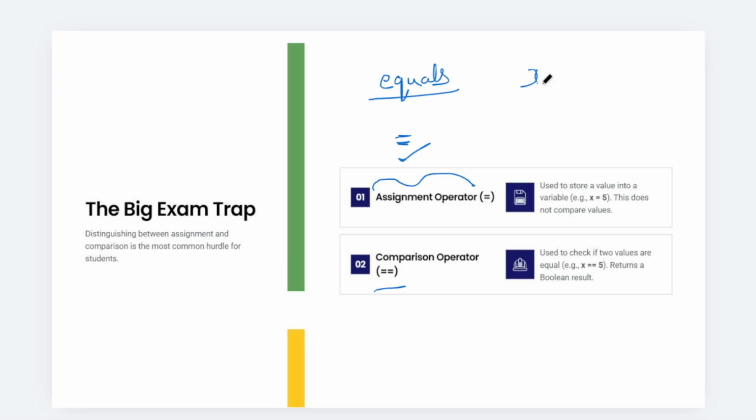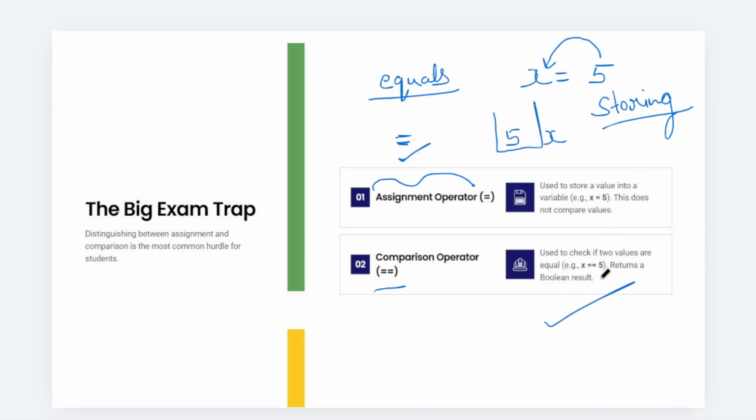When I say x equals 5, it means you are assigning one value to x, one variable which is labeled as x, and 5 is stored inside it. Basically it is used for storing a value in any variable, or when you take user input and store it into one particular variable. Next one is double equals.